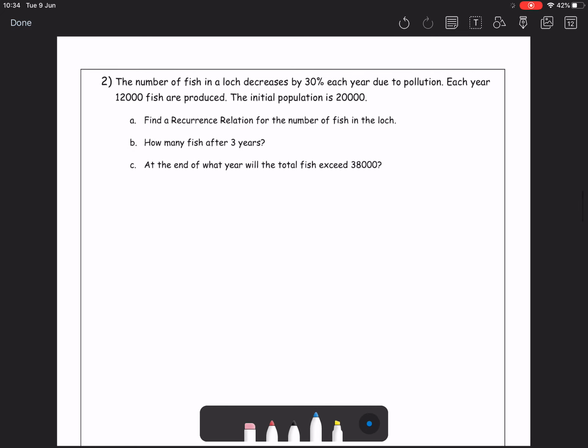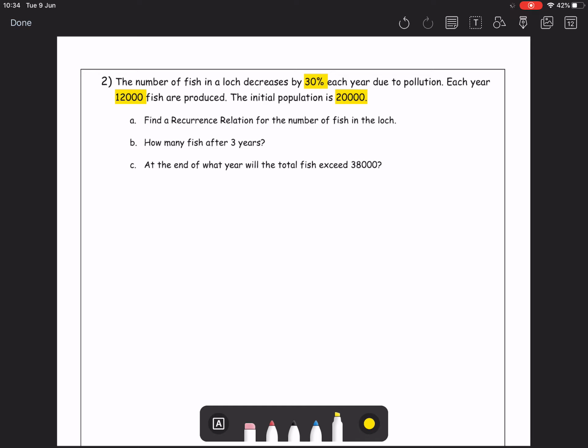Okay, question 2, so a wee bit of context, which is very common when we deal with recurrence relations. The number of fish in a loch decreases by 30% each year due to pollution. Each year, 12,000 fish are produced. The initial population is 20,000. That's all the information that you require. We have 3 values, and I need to take that information and determine what it actually means.